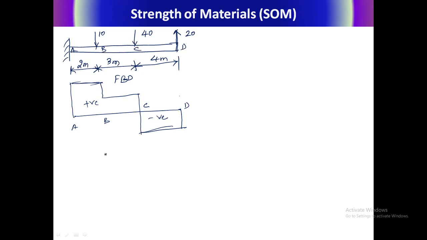Now this is the SFD. You need to hatch it and you need to write the values here. This is 20 kilonewton, this is 20 kilonewton, right? This is 30 kilonewton, this is also 30 kilonewton. Now if you consider the reaction force, it is going to become 0. Right? Now we need to draw the bending moment diagram.